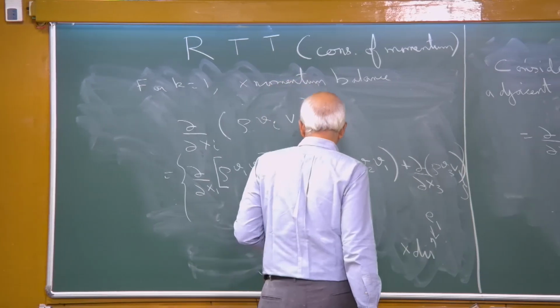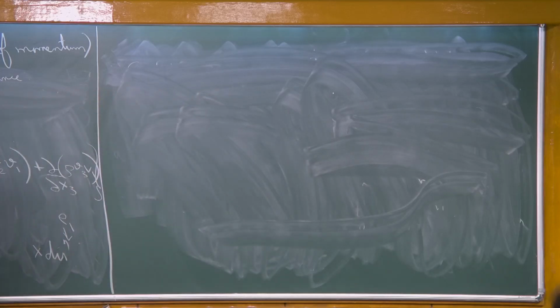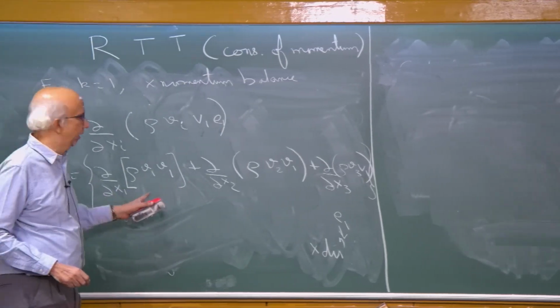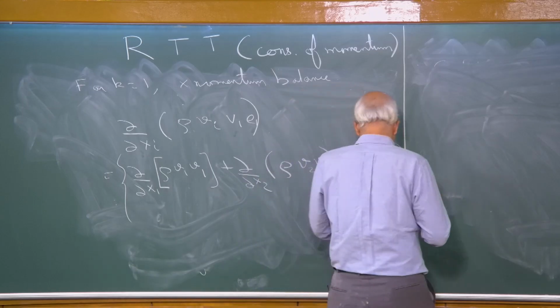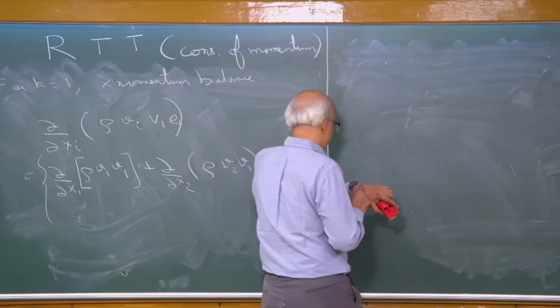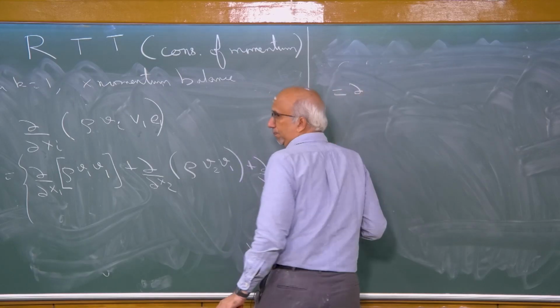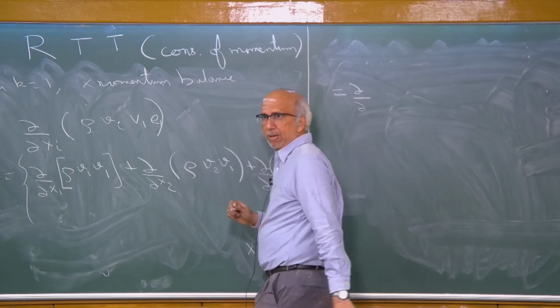Now, I want to use the product rule here and expand this. So, what do I get? You would get d by... how are we doing? I think we will stop.